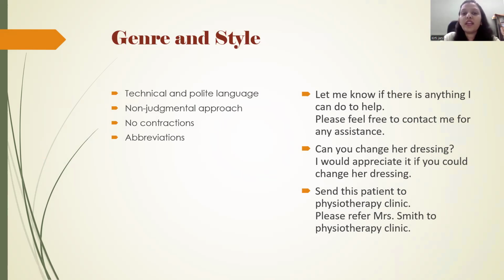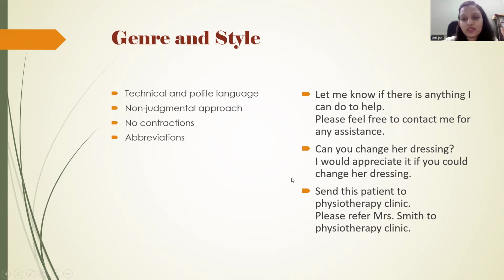The next is genre and style. Now, this criterion says that your language should be technical and polite. Well, you're writing as a medical professional, so you cannot write informally, right? Your language has to be formal and in a request manner. So here I have written some examples. Instead of saying, let me know if there is anything I can do to help, you can write, please feel free to contact me for any assistance.